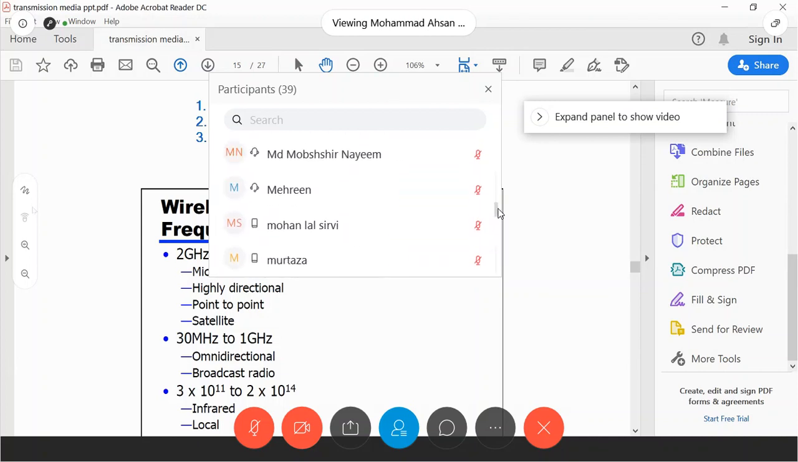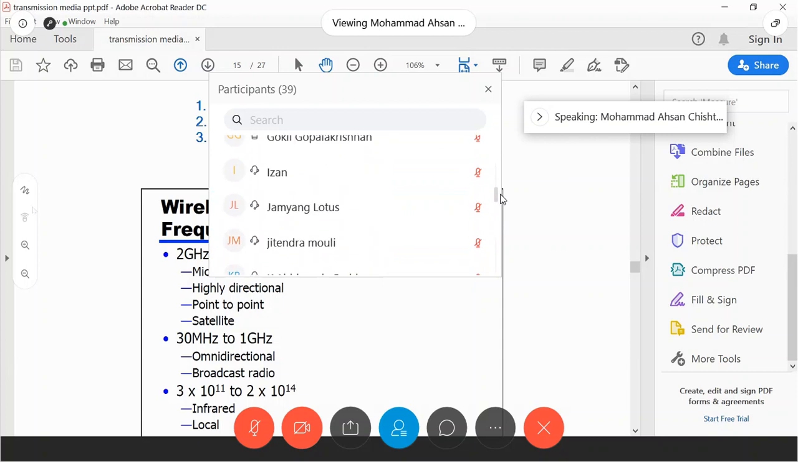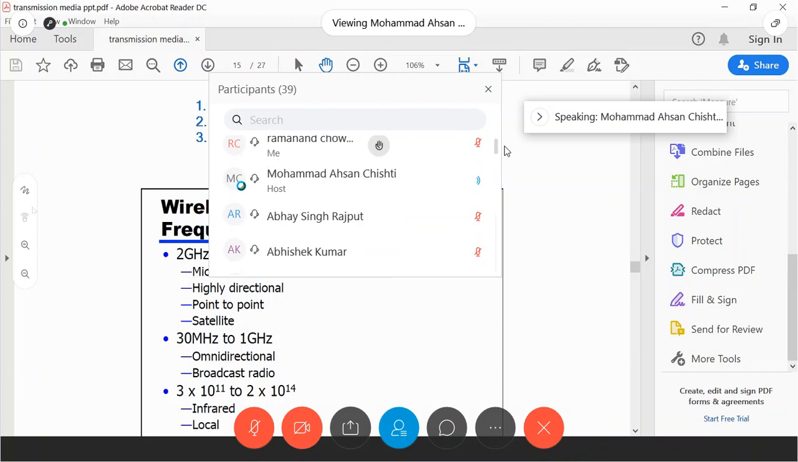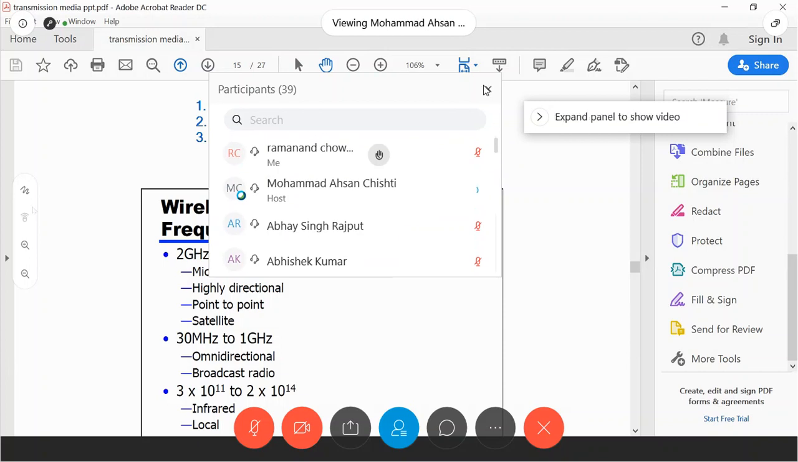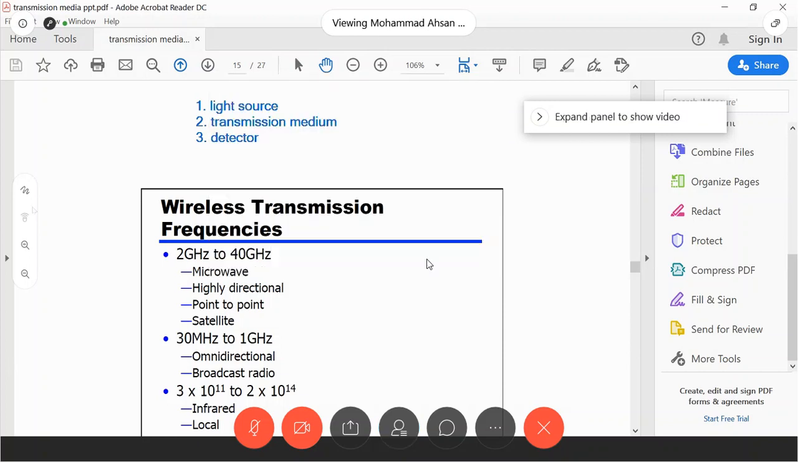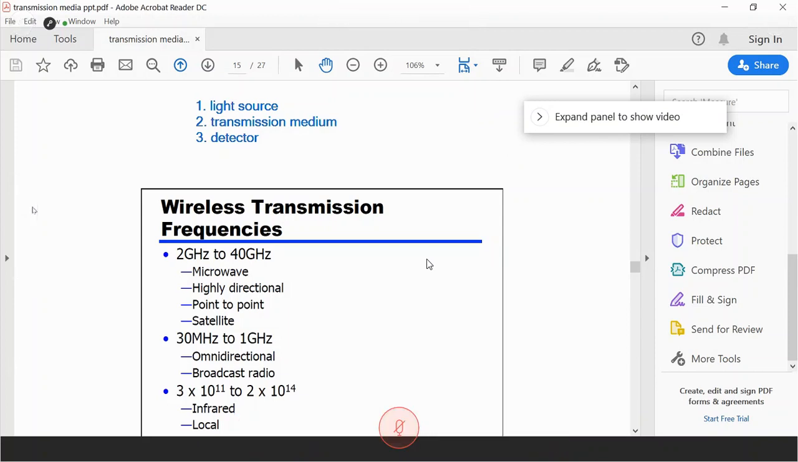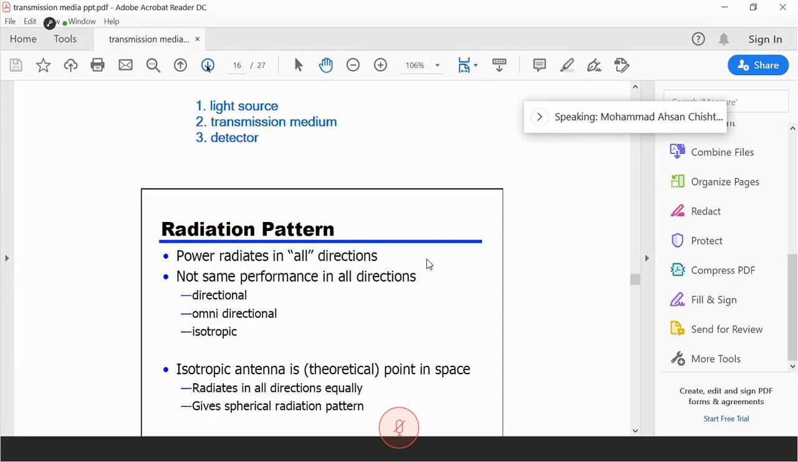Certain techniques like spread spectrum techniques are used. Most transmissions we use are using narrow frequency bands to get the best reception. Now to begin with, we'll briefly go through these transmissions as well. The first one that we'll cover is radio transmission.